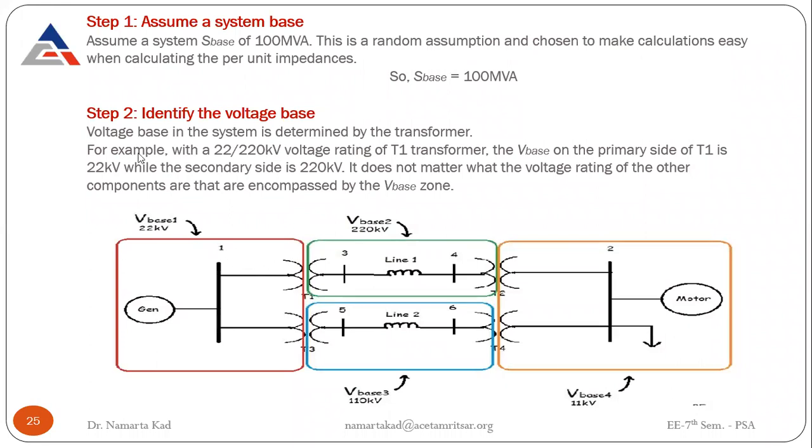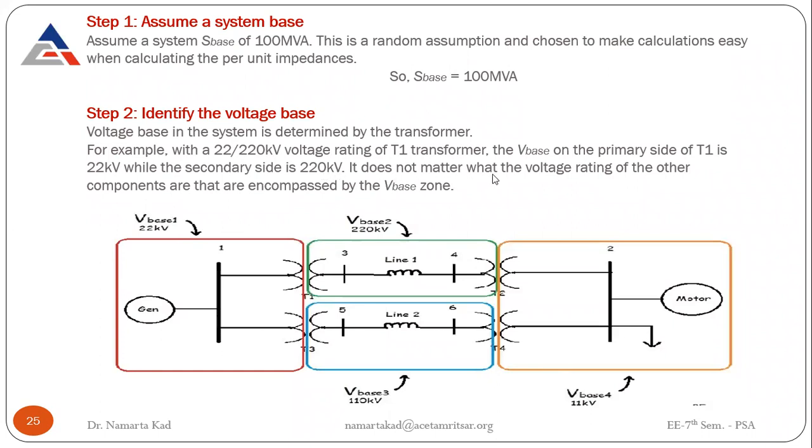I'm just going to read this now. The base voltage in the system is determined by the transformer. For example, with the 22/220 kV voltage rating of the T1 transformer, the V base on the primary side of T1 is 22 kV, while on the secondary side it is 220 kV.